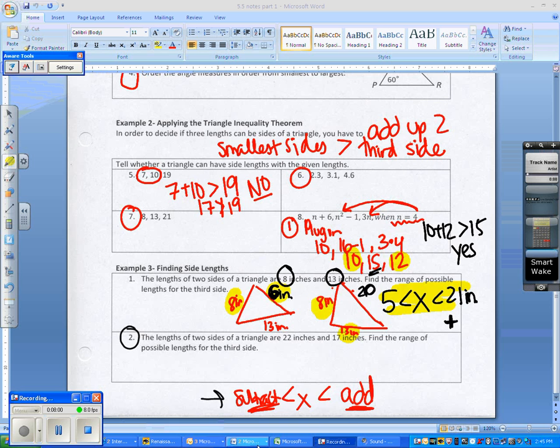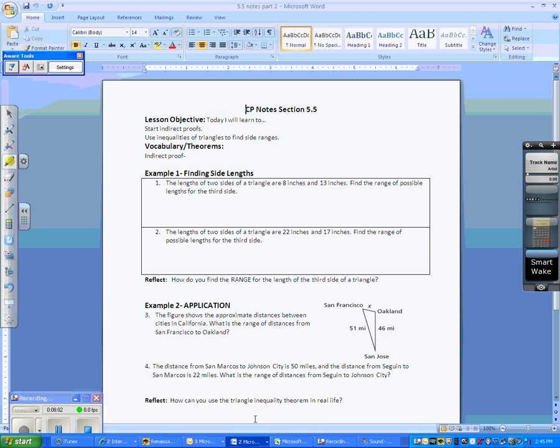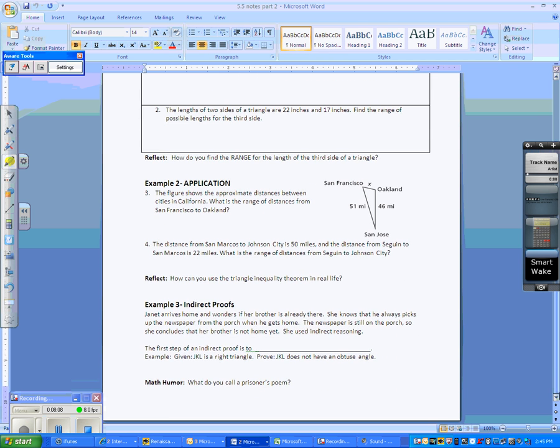Okay, if you flip over to the next side of your notes, this is actually the same exact thing we just did, so you don't have to redo that one more time. The last thing I want to do with you guys is just how we can apply the triangle inequality theorem. So it says this figure shows the approximate distance between cities in California. What is the range of distances from San Francisco to Oakland?